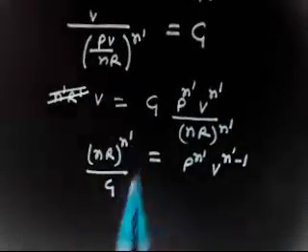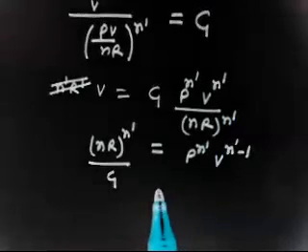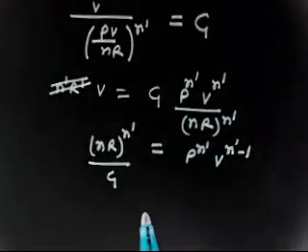Now this is a constant. So let us put this new constant, some constant C2. So the total is a constant. Let us put this constant C2. This is equal to P to the power n dash V to the power n dash minus 1.